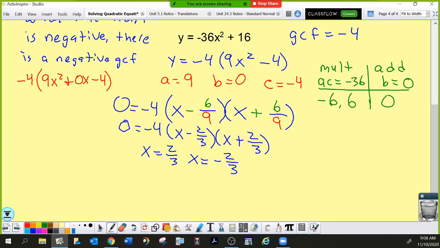So, recap: if c is missing, like the first example on this slide, the GCF has an x in it. If b is missing, like the last example on this slide, then your two numbers will be the same number, one positive, one negative. That way they can add to 0. And that's going to do it for today.